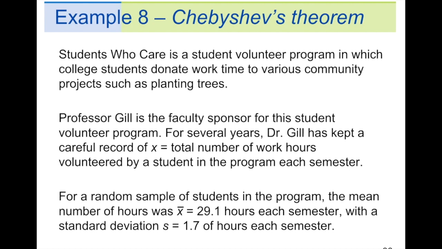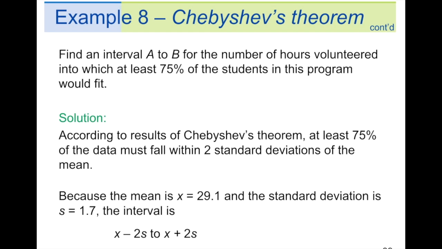For a random sample of students in the program, the mean number of hours was X bar equals 29.1 hours each semester, with a standard deviation of S equals 1.7 hours each semester. Find an interval A to B for the number of hours volunteered into which at least 75% of the students in this program would fit. According to the results of Chebyshev's theorem, at least 75% of the data must fall within 2 standard deviations of the mean.